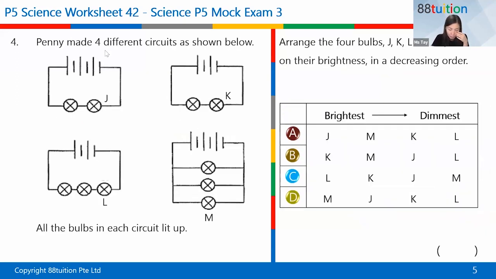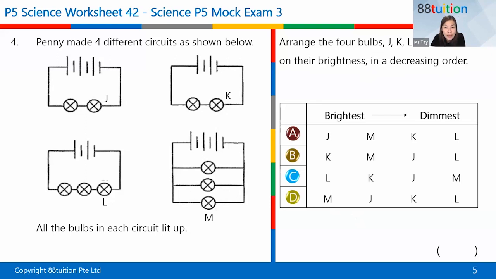Okay, Penny made 4 different circuits as shown below. So clearly, this is on electricity. All the bulbs in each circuit lit up. Arrange the 4 bulbs J, K, L, and M based on their brightness in a decreasing order. We have done a similar question before. Do you recall? Yeah, so Tanishka nodded her head. Good. So which one will be the brightest?